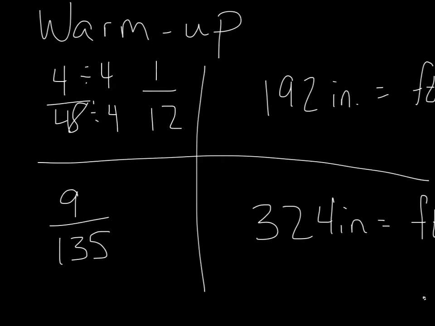For the second one, what we need to do is, again, find the GCF. The GCF of the top and the bottom is 9. So you're going to divide the numerator and denominator by 9, which is going to give you 1 over 15.